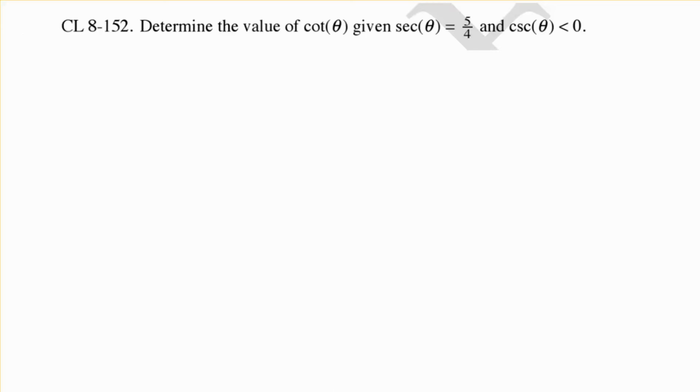All right, kind of one of our intro problems that we really got to have mastered. Determine the value of cotangent given that secant is 5/4 and the cosecant is less than 0.